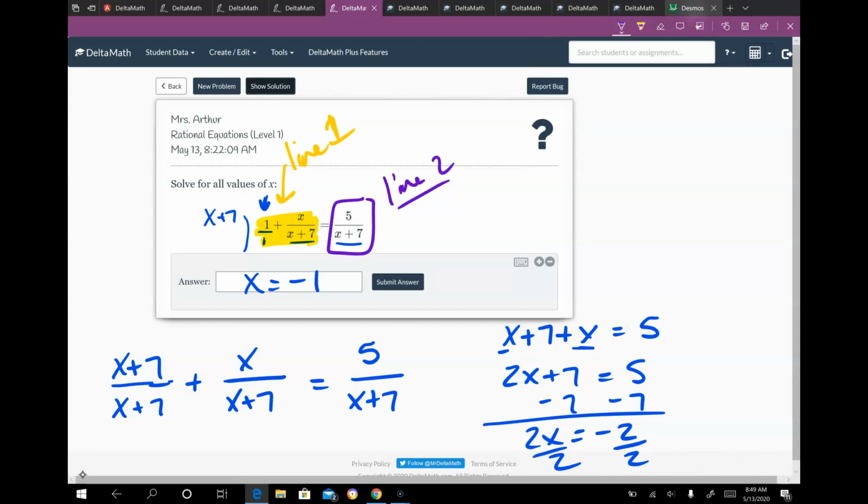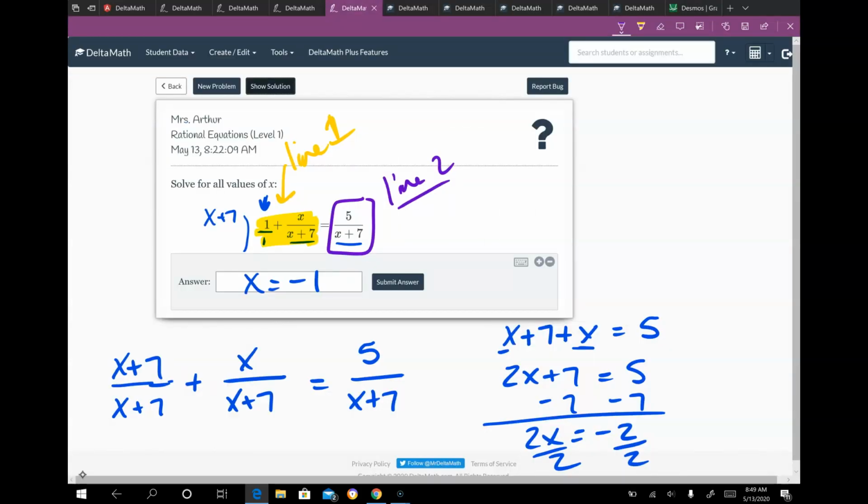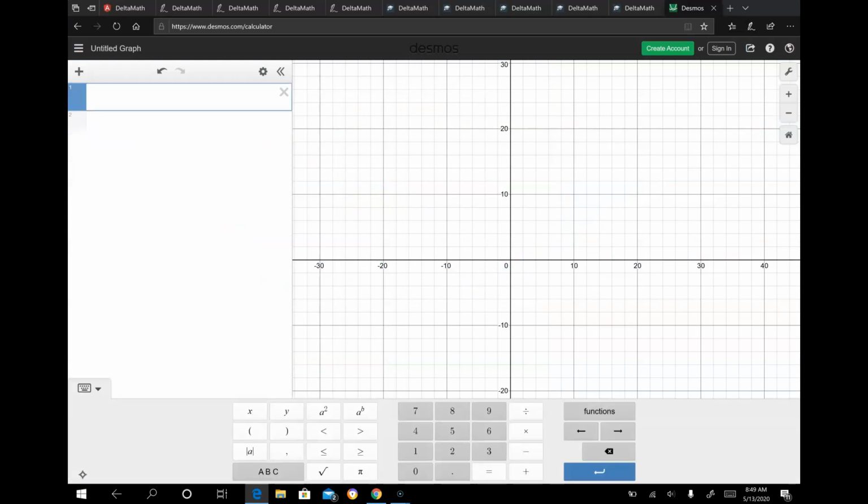Okay? So we come over here to Desmos. So we have our answer as -1. Okay? So I come over here. Let's see if -1 is my answer. So I've got y equals 1. Type it just how you see it. My y didn't type. Y equals 1 plus x over x plus 7. X divided by x plus 7.